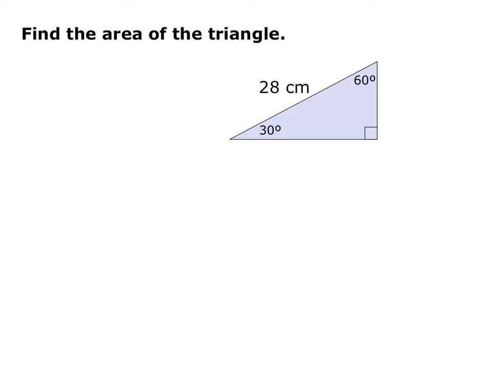Hypotenuse. What's the pattern for the hypotenuse? How many times the short leg? 2. So if 28 is twice the short leg, the short leg is 14. What's the long leg? Don't give me a decimal. What's the long leg? 14 times the square root of 3. And then find the area.